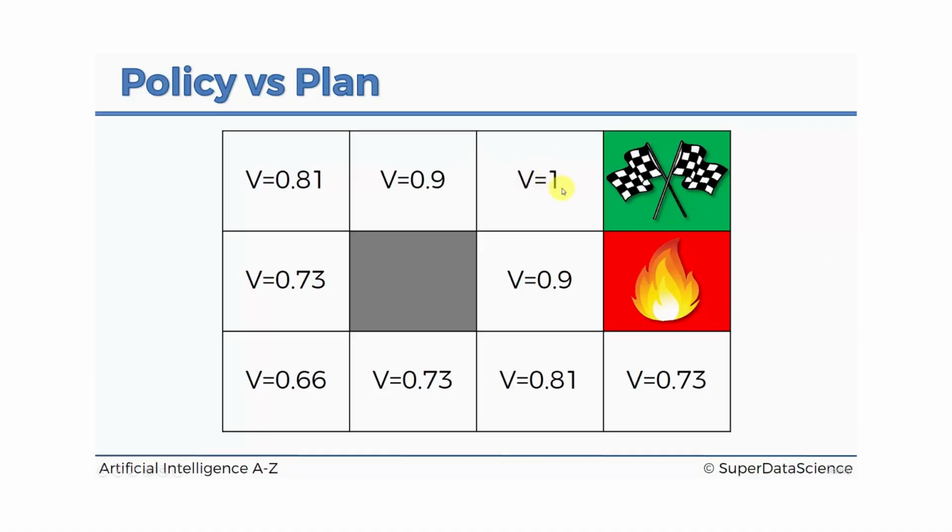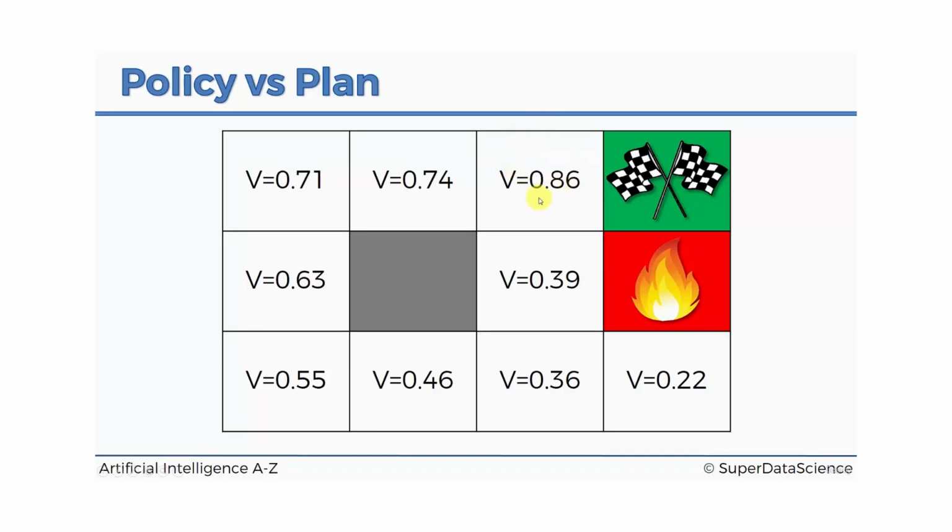Here the value was 1. Why is it all of a sudden 0.86? Why is it less than 1? Can't we just go from here? Well, we actually can't, because from here, if we go right, which is our intention, we would actually, with a 10% chance, end up here. So we'd hit the wall and we'd be back in this state.